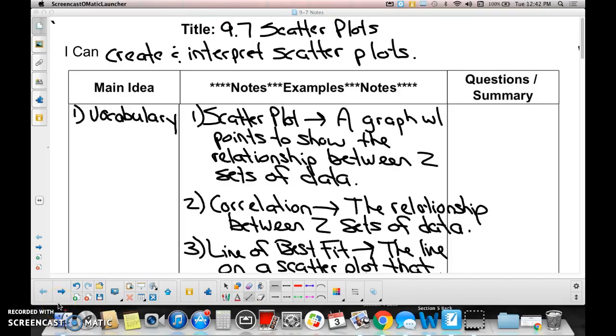9-7 scatter plots. I can create and interpret scatter plots. Can you? Yes. Good. What is a scatter plot, Jacob? It is a graph with points to show a relationship between two sets of data.